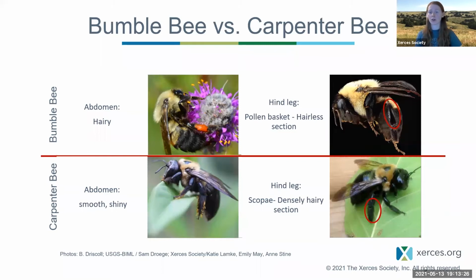And then you want to look at the hind leg. Bumblebees have a pollen basket, right? It's a hollowed out groove there. It's shiny. There's no hairs in one portion of it. Carpenter bees are going to have scopa, those really dense, specialized hairs. It looks like there's a brush on its hind leg.